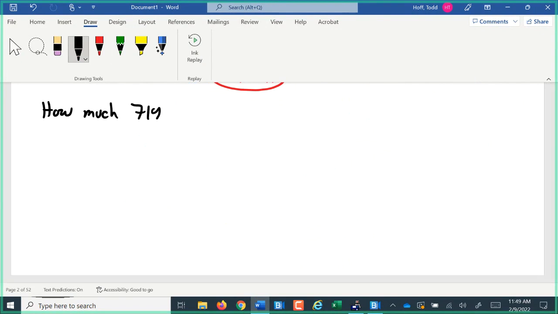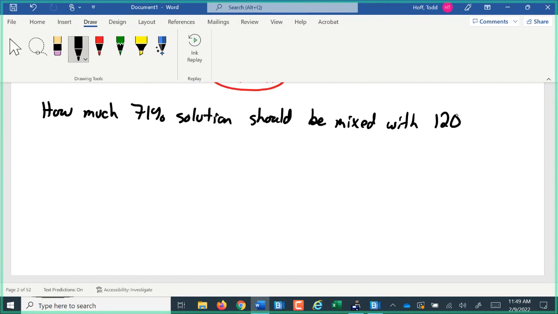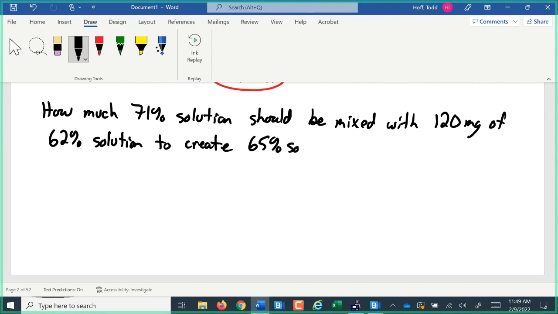How much 71% solution should be mixed with 120 milligrams of a 62% solution to get a 65% solution?